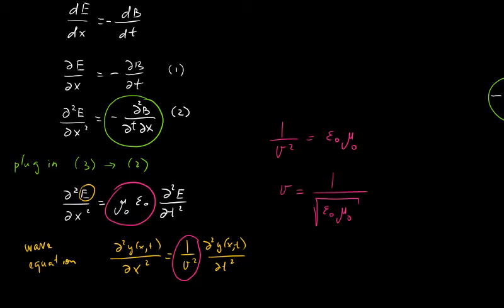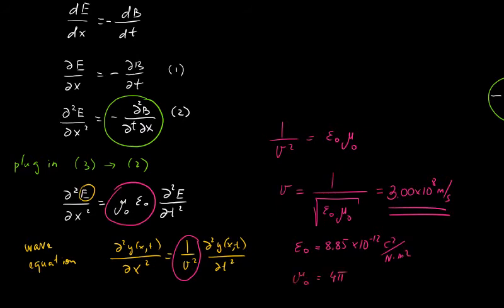Well, if you didn't stop, then I have to give it away. That is actually 3 times 10 to the 8 meters per second, which is the speed of light. Where epsilon naught equals 8.85 times 10 to the negative 12 coulomb squared per newton meter squared, and mu naught equals 4 pi times 10 to the negative 7 tesla meters per amp.